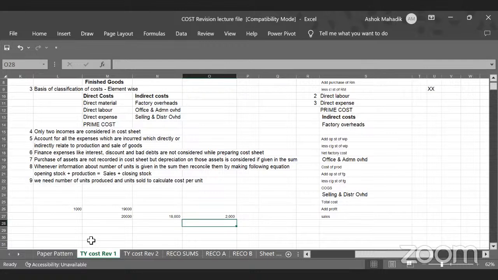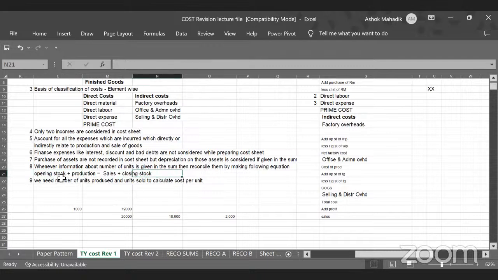So whenever units are given, always make this equation. The equation is very simple. It has two sides: opening stock plus production is equal to sales plus closing. Now, if production is missing, not given, but sales, closing and opening stock are given, what you can do is shift opening stock to the right hand side. So production is equal to sales plus closing minus opening stock. This way you can find any missing value in the equation.